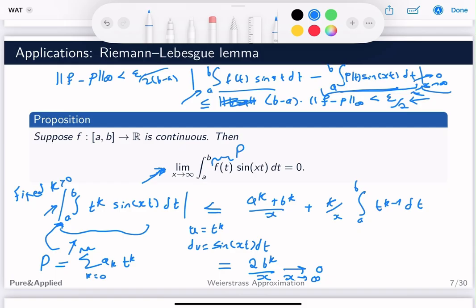So this is a messy, quick sketch of the proof, but it's really a basic fact. There is really nothing here that is very deep. Okay, so let's move on to the next application.